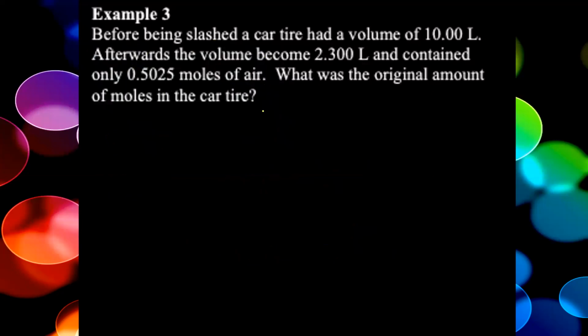Before being slashed, a car tire has a volume of 10 liters. Afterwards, the volume becomes 2.3 liters and only contains 0.5025 moles of air. What was the original amount of moles in the car tire? Well, if I'm looking for the original amount of moles, that would be N1. So already I feel like I'm looking for N1, but let's make the rest of our list.